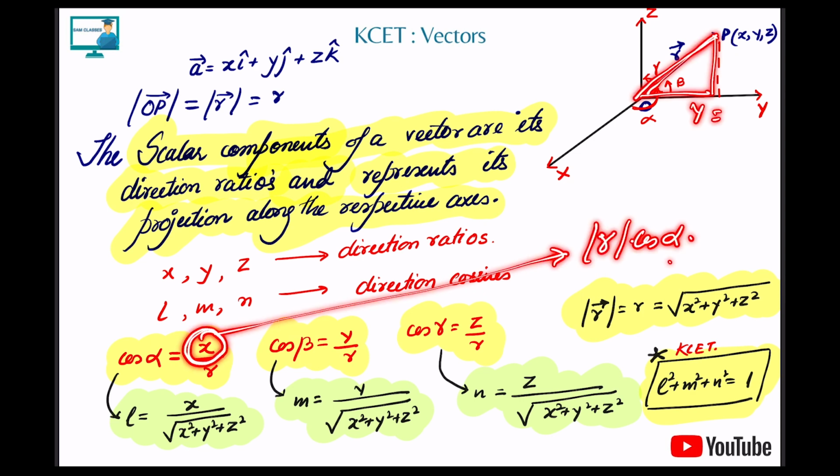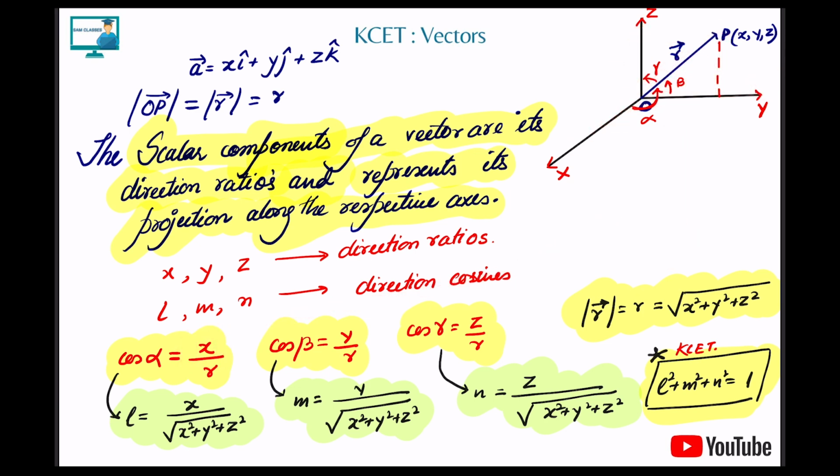And y is the projection of this OP vector along the y-axis, and z is the projection of this vector along the z-axis. Projection of this vector along what? The x-axis. That's it.